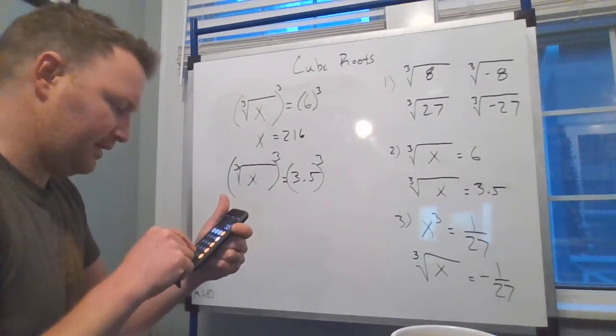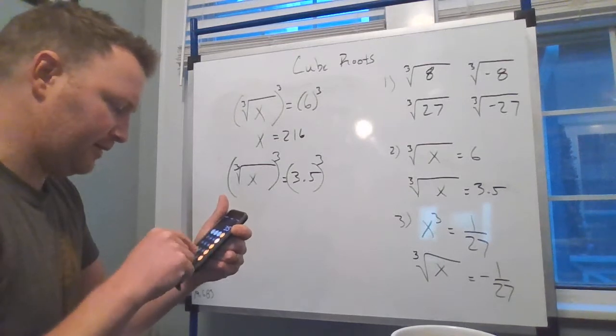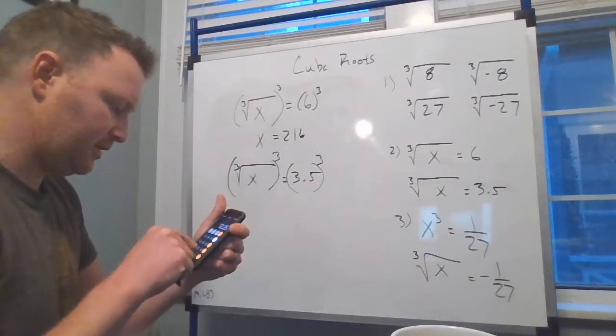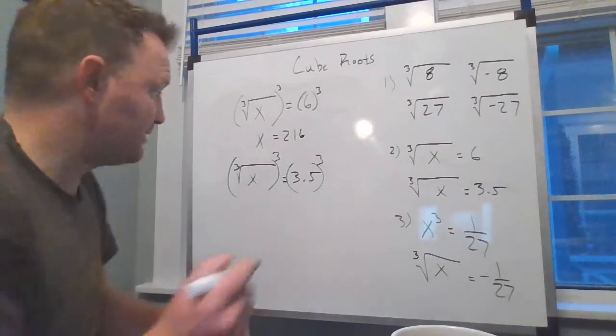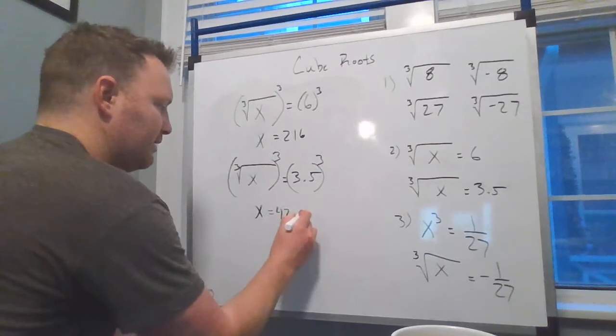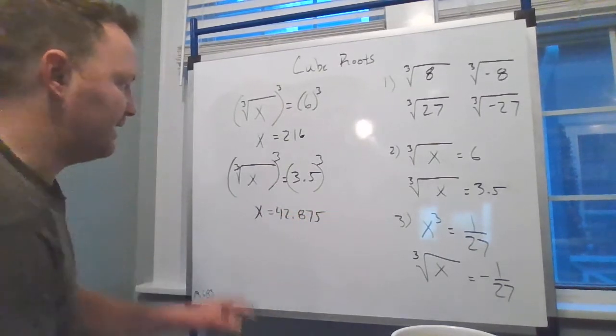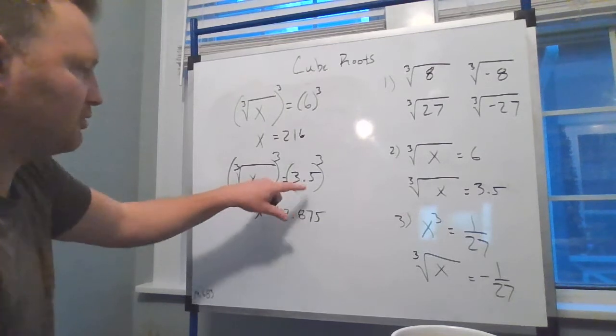3.5 times 3.5, 3.5 times 3.5 times 3.5, 42.875 is what x is going to equal. 42.875. That's what the cube root of 42.875 equals, 3.5.